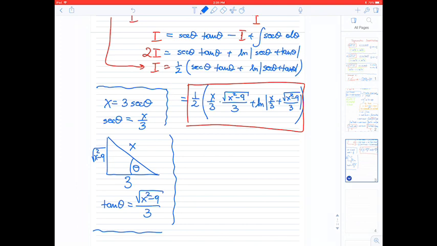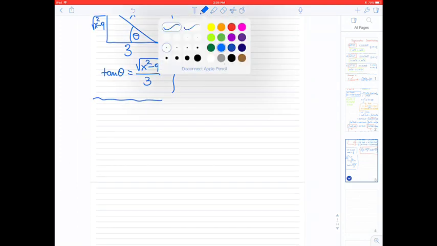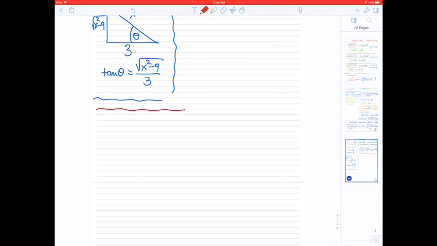Okay, I do have another one for you. Let me write it down. Example number 2. Example number 2 is this one: integral of 1 over x squared square root of 9x squared plus 4.